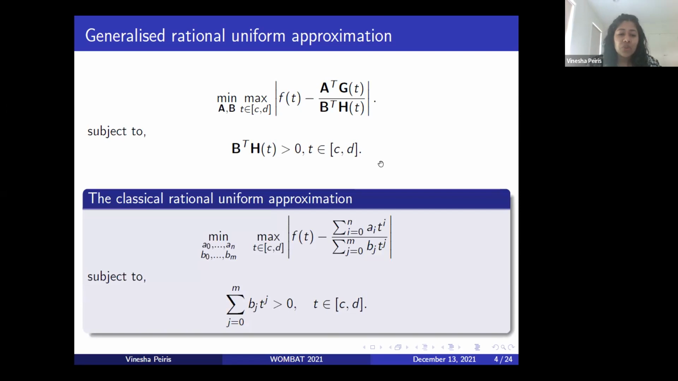So one very well-known example of the generalized rational approximation is the classical case where we have a ratio of two polynomials. Now these basis functions are just monomials in this case, so t to the power i. And we have a_i and b_j, the parameters coming from the numerator and the denominator, which are the coefficients. And we usually fix b_0 so that we can avoid getting two multiple optimum solutions if they are multipliers of each other. This is again known as the normalization condition.